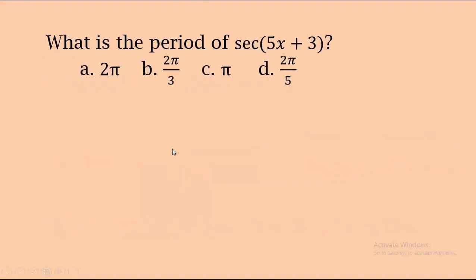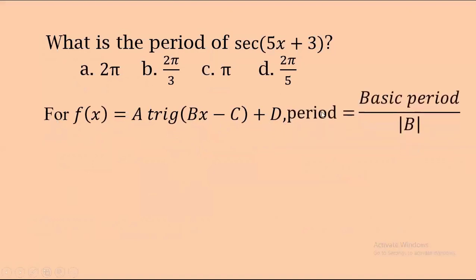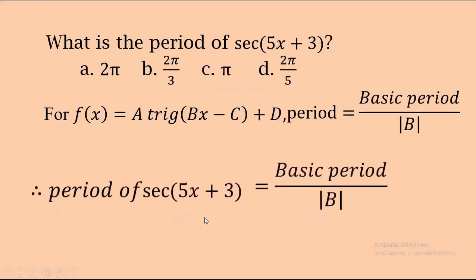Now, a question. What is the period of sec of (5x plus 3)? If we compare this given trigonometric function with the formula, the period is basic period divided by b. So what is the basic period of the sec function? The basic period of the sec function is 2 pi. And what is the absolute value of this coefficient? It is 5. So this is the period.